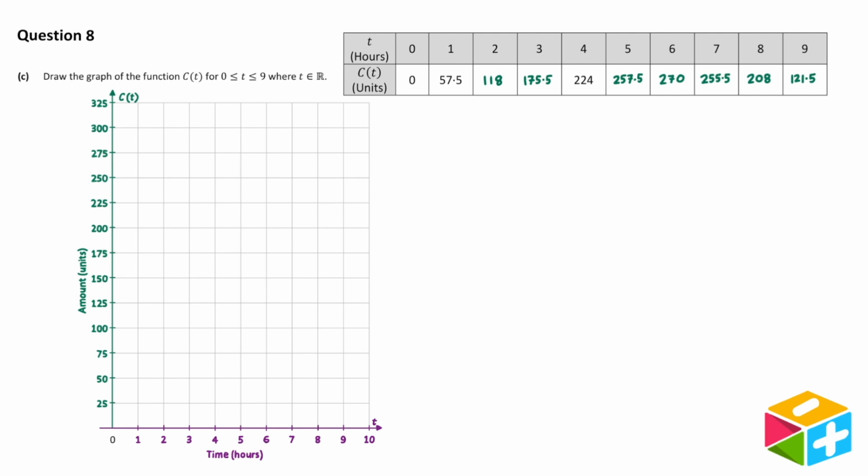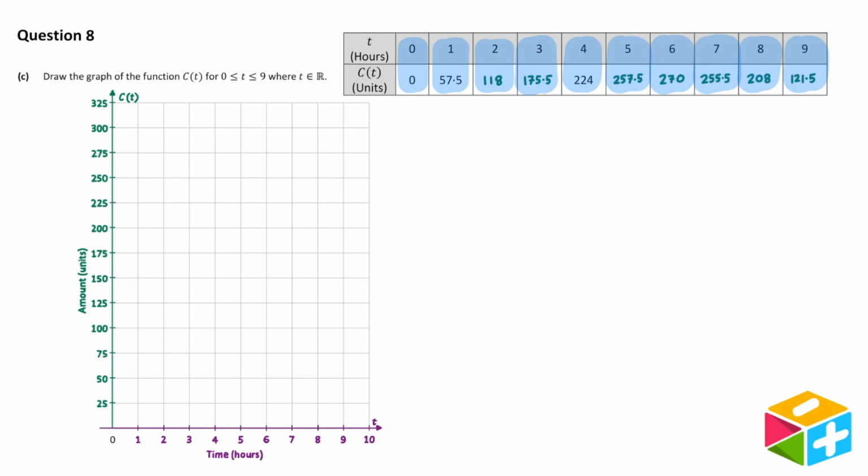In part B, we filled out a table. The data here told us the number of units of the drug left in the bloodstream, C of t, at various times t. For example, when t was 0 hours, we had 0 units. When t was 1 hour, we had 57.5 units. And when t was 2 hours, we had 118 units. We have similar information for t is equal to 3, 4, 5, 6, 7, 8 and 9.